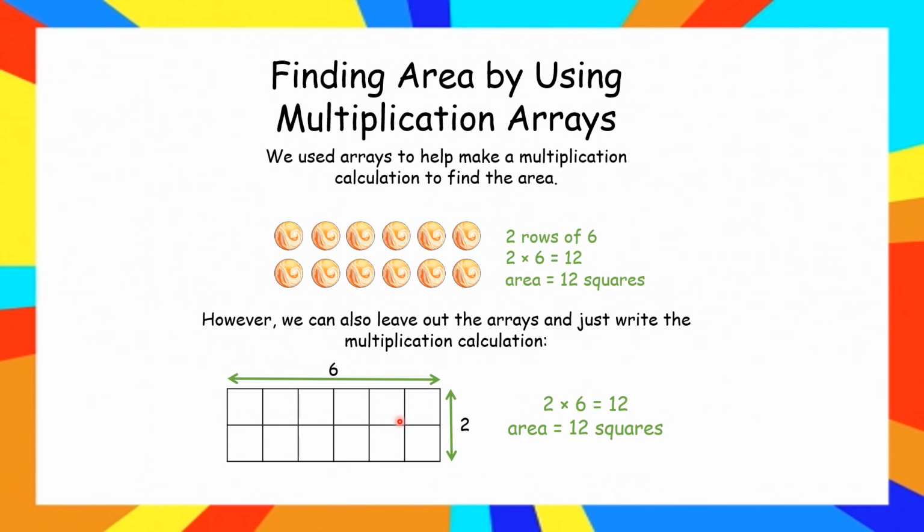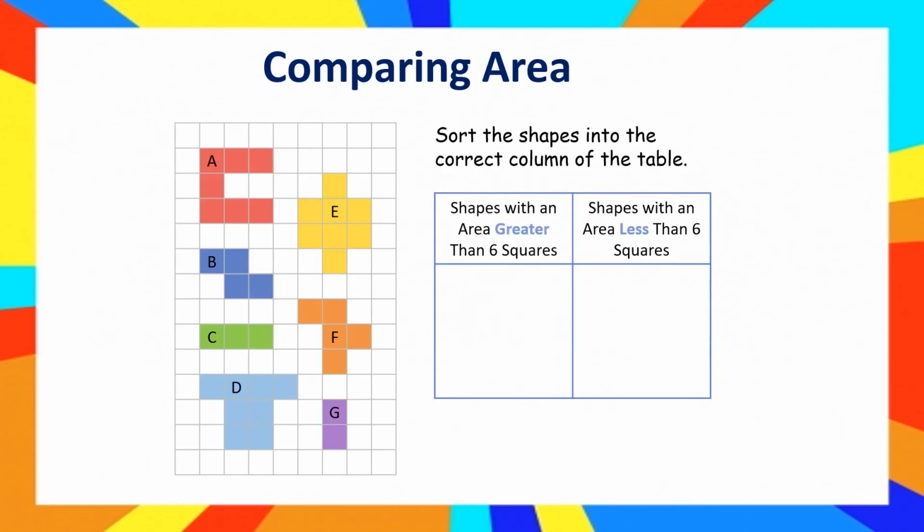Sometimes we don't need to draw the array, except the question specifically says use an array. So once you are able to know the number of squares, the width and the length, then you go ahead and multiply. Now let's look at comparing areas. We are asked to sort the shapes into the correct column of the table. Shapes with an area greater than 6 squares, shapes with an area less than 6 squares. So if it has an area greater than 6 squares, you write the letter here. If it has an area less than 6 squares, you write the letter here. Pause the video and have a go.